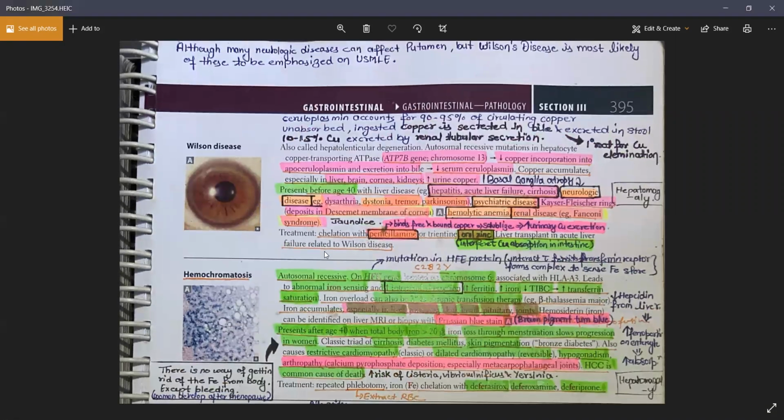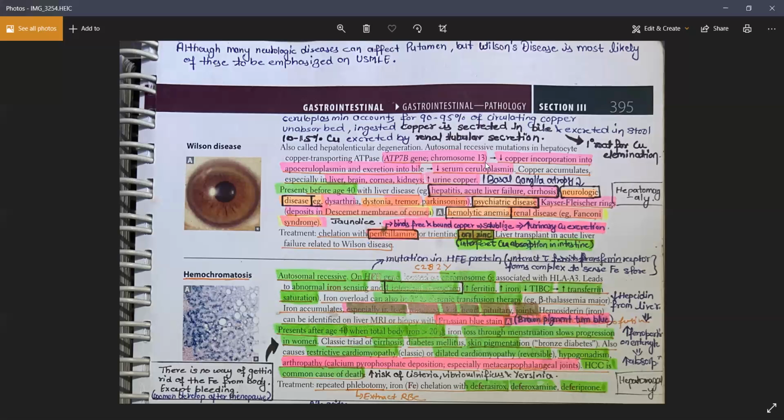Now comes the hereditary diseases of the liver. The first one is Wilson's disease. Wilson's disease is because of a mutation in the ATP7B gene located on chromosome number 13. Does anyone remember about the ATP7A gene? We have discussed that in the biochem section. Menkes disease, also known as kinky hair disease, right?